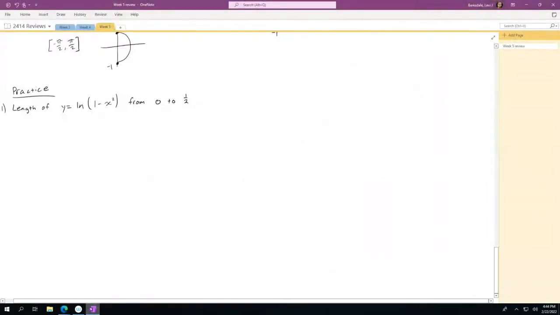All right, let's go over this problem. So first off, we can identify our bounds, 0 and 1/2. We can also find our derivative.